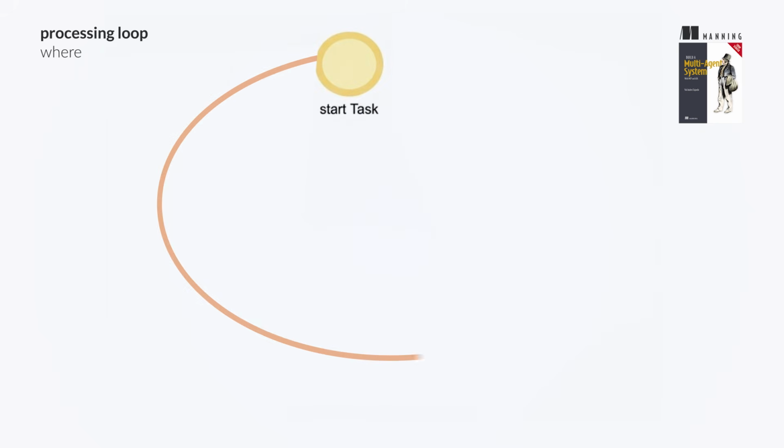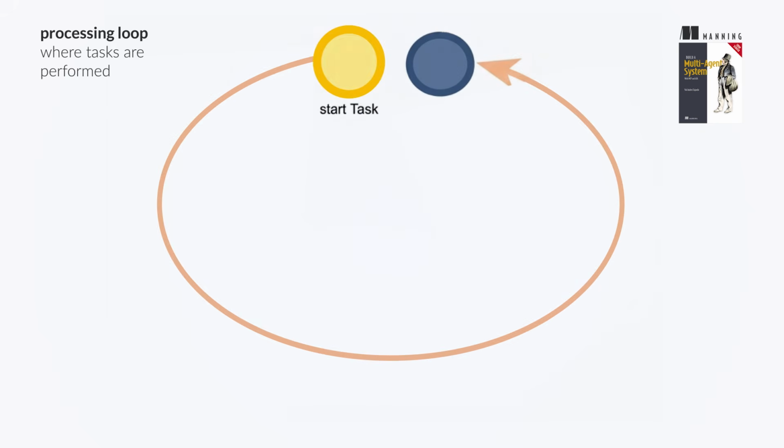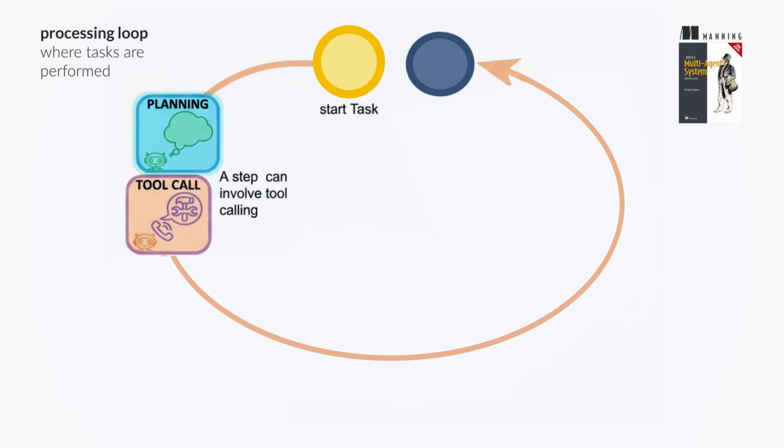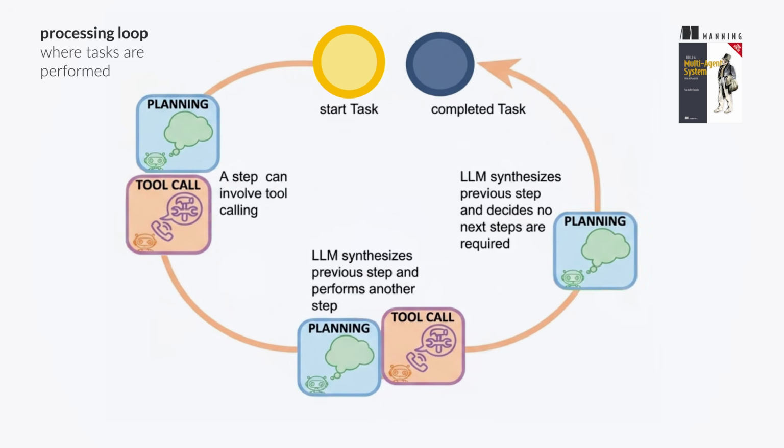The processing loop is where the agent works. A task arrives, the agent plans, calls tools when needed, receives results, updates progress, and continues. The plan is not fixed at the start. It adapts as evidence comes in.